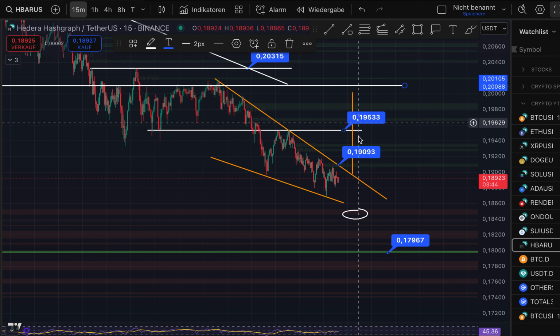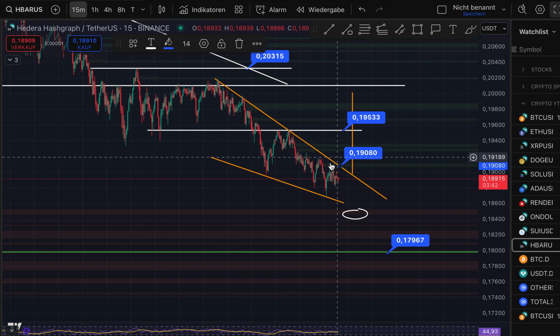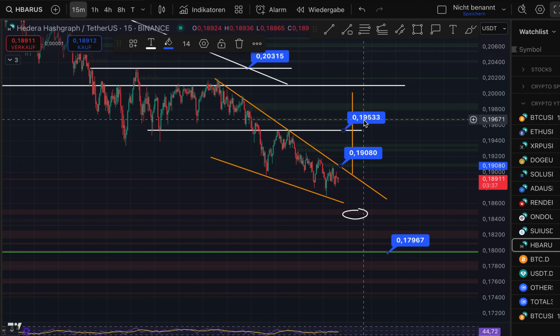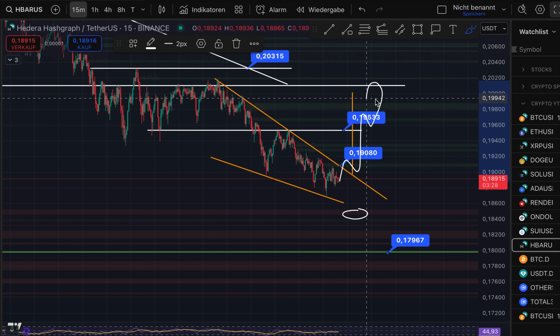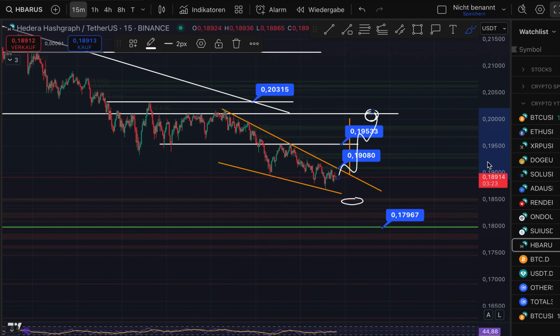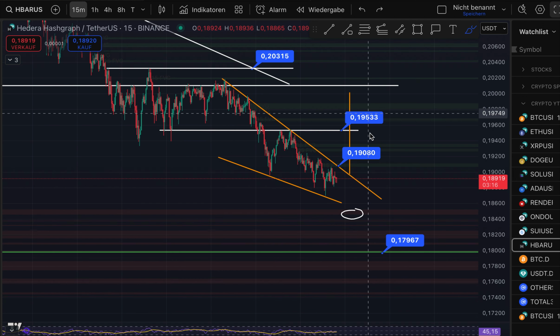But first of all, if we break it here to the upside, then we also have to break the horizontal resistance at 19.53 cents to the upside. There I can even increase my position size for the last push to the upside. And here we have to see if we also break the 20 cents to the upside, then it would be positive. And here I can even increase my position size a bit more. But 20 cents is for sure my take profit area, because I want to reduce my risk in that area. If we break it to the upside, I can put in more money.